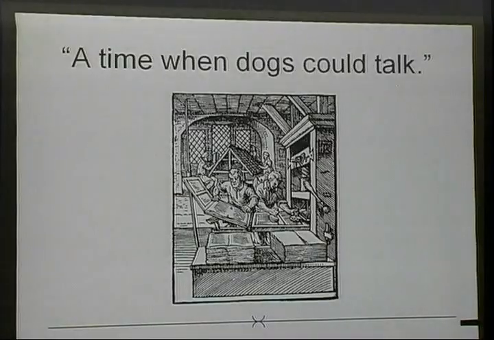Does this look familiar? Yes, it's the printing press.